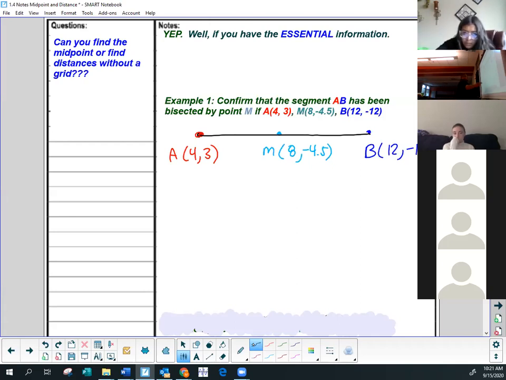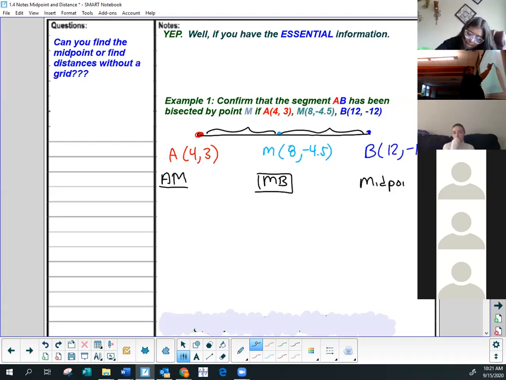One, we can confirm the distances by simply finding the distances. Alternatively, we could also find the midpoint. We should probably practice both. Okay. So let's first set the task by finding AM. And we should also find MB. And also calculate the midpoint.